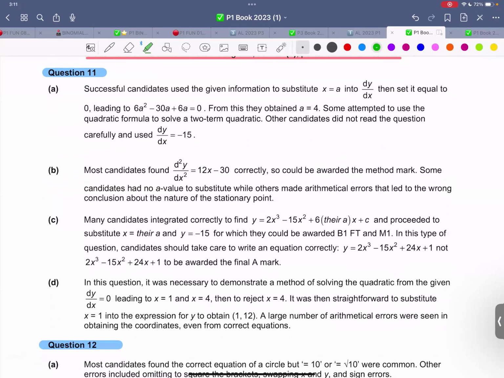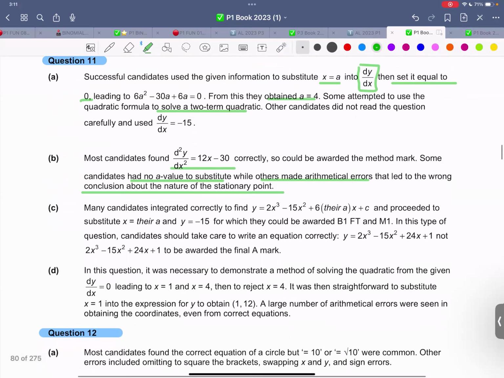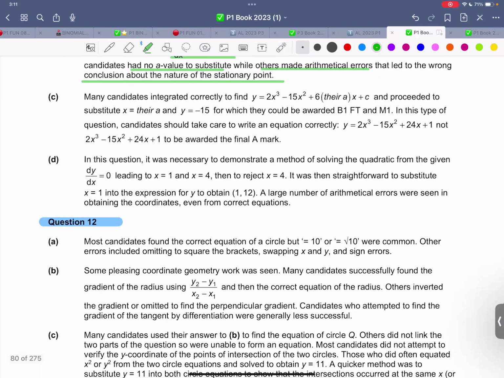Some candidates used the given information to substitute x equals a into dy by dx and set it equal to 0. From this, they obtain a equals 4, quadratic formula. Most candidates use the second derivative. Some candidates had no a value to substitute, while others made arithmetical errors that led to a wrong conclusion. Many candidates integrated correctly, then proceeded to find this.